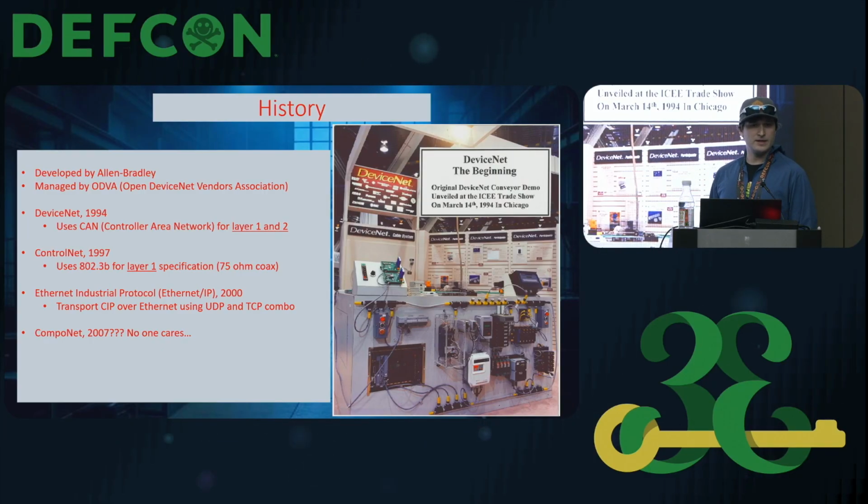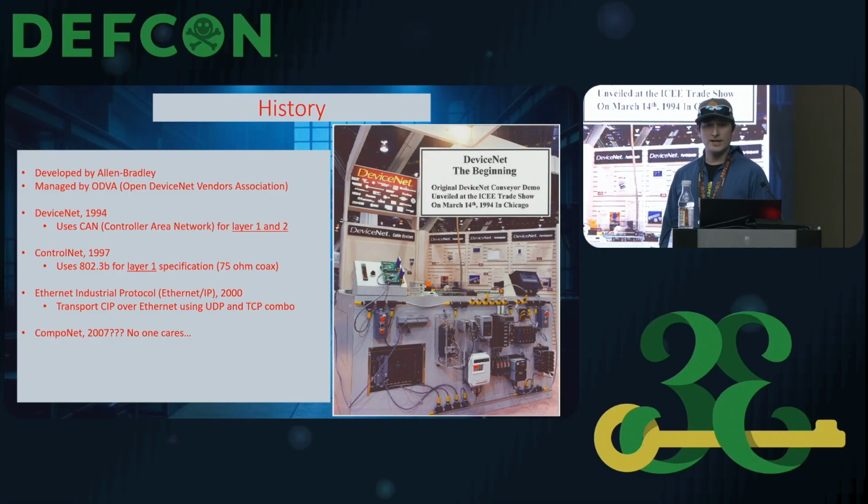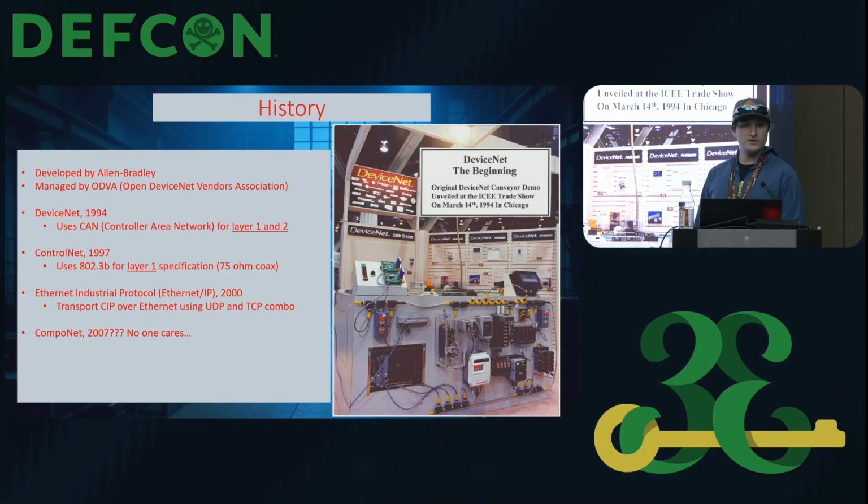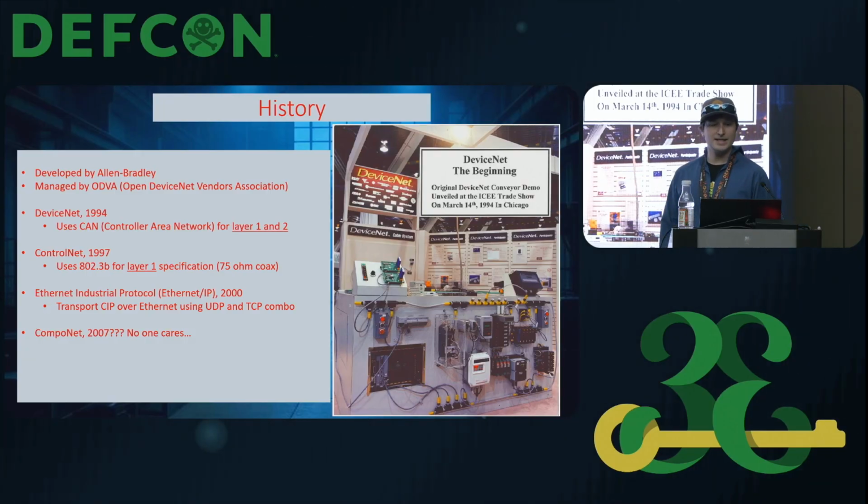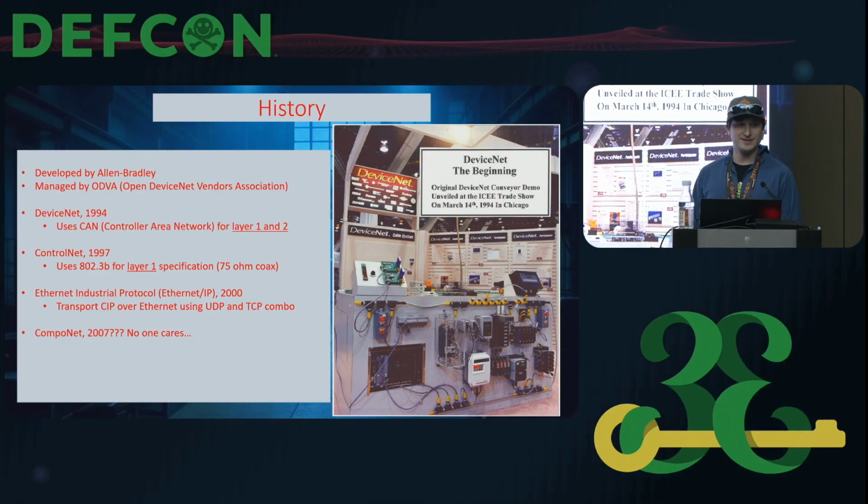In '97, they released ControlNet, coaxial based. It's based on the 802.3b specification for its layer 1. So that's your old school coaxial Ethernet. It uses the same type of Manchester signaling on the coax. Later in 2000, Ethernet IP came out. That's Ethernet Industrial Protocol, not to be confused with TCP/IP. And it utilizes both UDP and TCP for transport, multicast, unicast. It's quite the interesting system. Again, nobody cares about CompoNet.